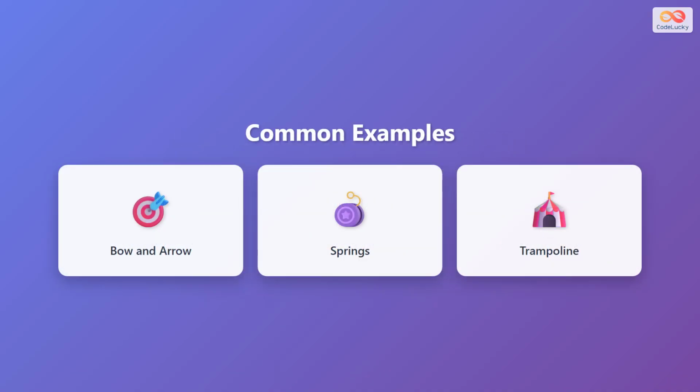You encounter elastic potential energy in everyday life. When you pull back a bow and arrow, the bow stores elastic potential energy. Springs in mattresses, pens, and toys store this energy when compressed. Even a trampoline stores elastic potential energy when you jump on it and it stretches downward.